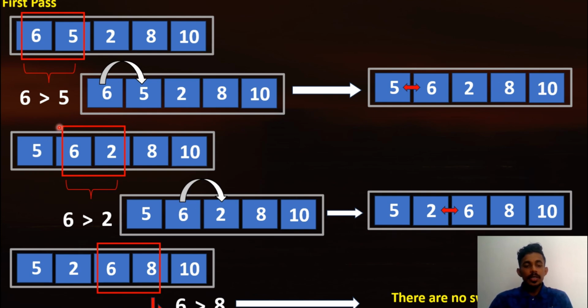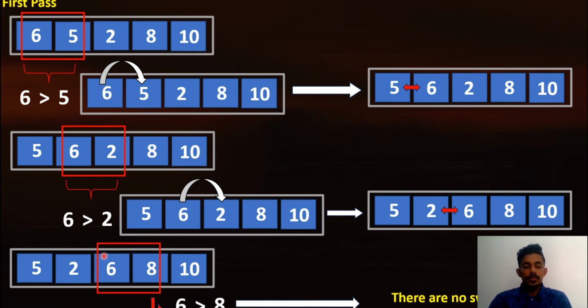After that we compare the second and third elements of this array, that means 6 and 2. 6 is greater than 2, then we will swap the second and third elements. 6 goes to 2's place and 2 comes to 6's place, and finally after the swap it shows 5, 2, 6, 8, 10.